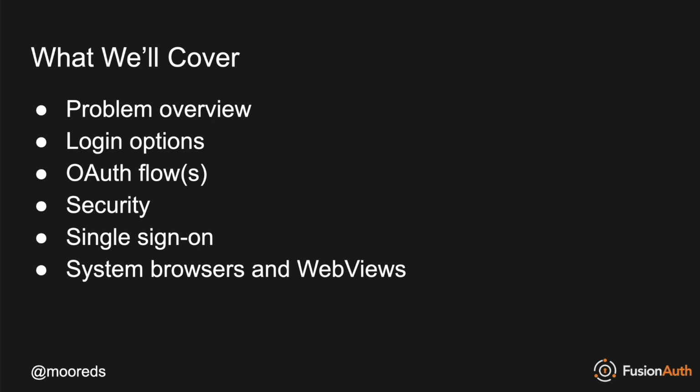So we're going to talk about the problem in general. Then we're going to talk about various options you have for solving the login problem. We'll just dive deep into the OAuth flows that might be useful for you as a mobile app developer. And that's really going to focus on your needs as an app developer as opposed to anything that would happen server side around APIs. Then we're going to talk about security and single sign-on. Finally, we'll end up with a short discussion about system browsers and web views.